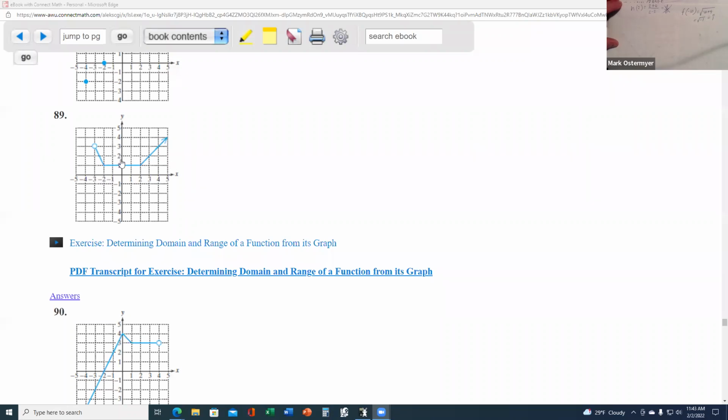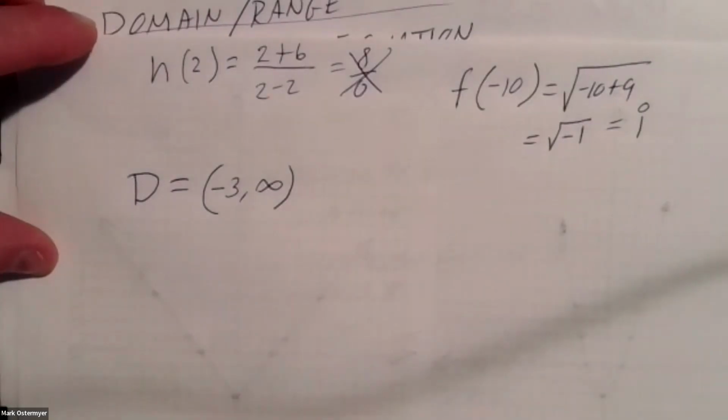So not including -3 up to what? What's the largest x coordinate of any point on this graph? Well, this arrow indicates that this branch of the function's graph goes on forever upwards. And if it goes forever upwards, what would be the largest value found in the domain? Positive infinity. So the domain would be not including -3 up to positive infinity. So the domain of that function in number 89 would be that in interval notation. That's the domain. What would be the range?